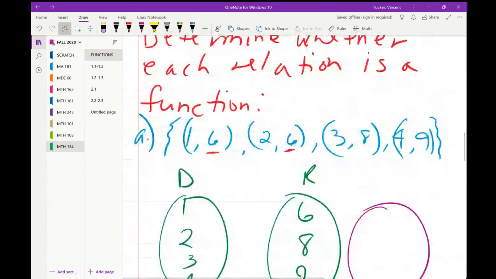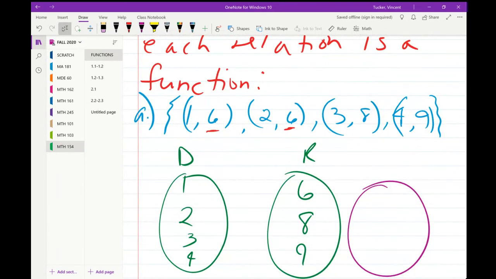So we look at each one of them in the domain. If it goes to exactly one element, then it is a function. Even if one or two of them may go to the same element, you have to look at them individually and ask yourself, does this element in your domain go to exactly one element in the range? Try not to get caught up in looking at the whole set, but just one at a time. So when you look at one, does one go to exactly one element in the range?